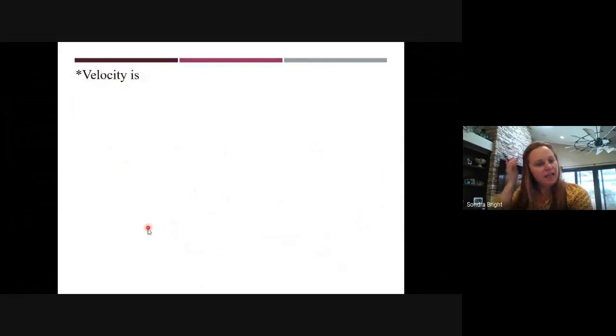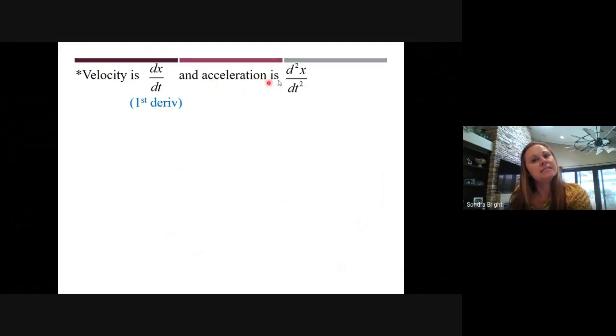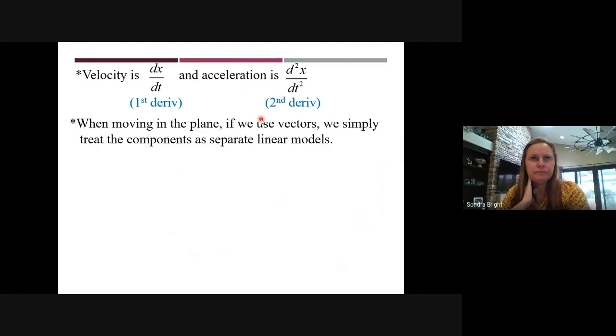So velocity, if you remember from previous chapters, is the first derivative, dx/dt, and the acceleration is the second derivative of x with respect to t. This is if they're giving you x in terms of t, right? So that's why it's not dy/dx, because most of the time with velocity and acceleration, they'll give you your position in terms of time, right? So that's why your independent variable is t for time.